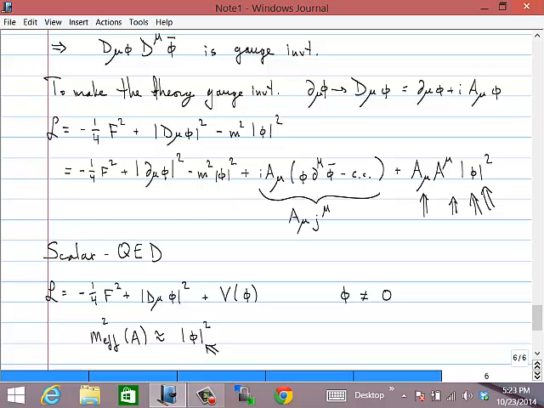Okay, yes, question. Who picks the background potential for phi? Well, okay, that's a good question. I mean, that background potential has to be determined by some other sort of dynamics. In the case of a superconductor, this phi is not a fundamental field. It's some sort of composite field where you have two electrons. And so it's determined by some very complicated dynamics.